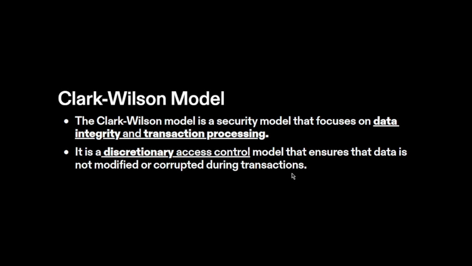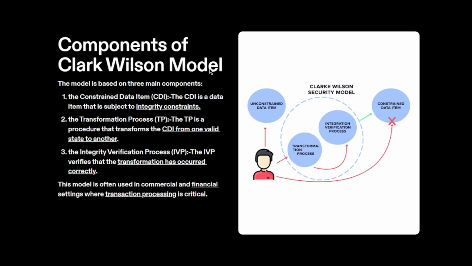So it controls that. The components of the Clark-Wilson model: the model is based on three main components, which are the constrained data item, the transformation process, and the integrity verification process. The constrained data item is also known as CDI. The CDI is a data item that is subject to integrity constraints. The transformation process, the TP, is a procedure that transforms the CDI from one valid state to another. The integrity verification process, the IVP, verifies whether the transformation has occurred correctly or not.